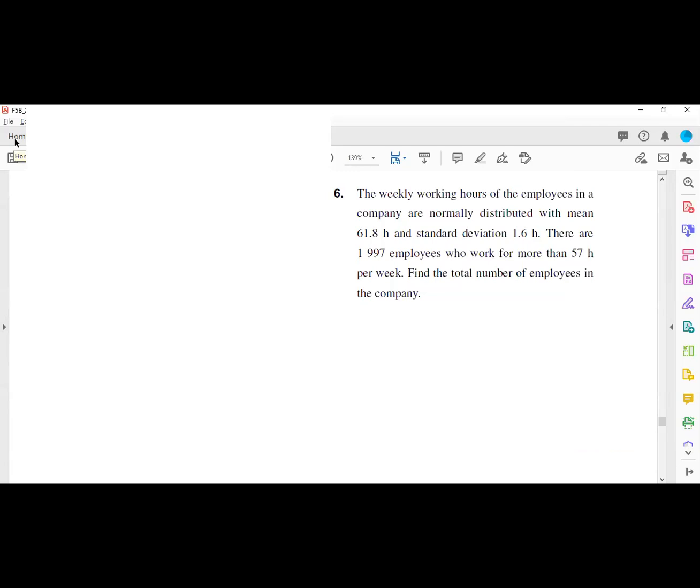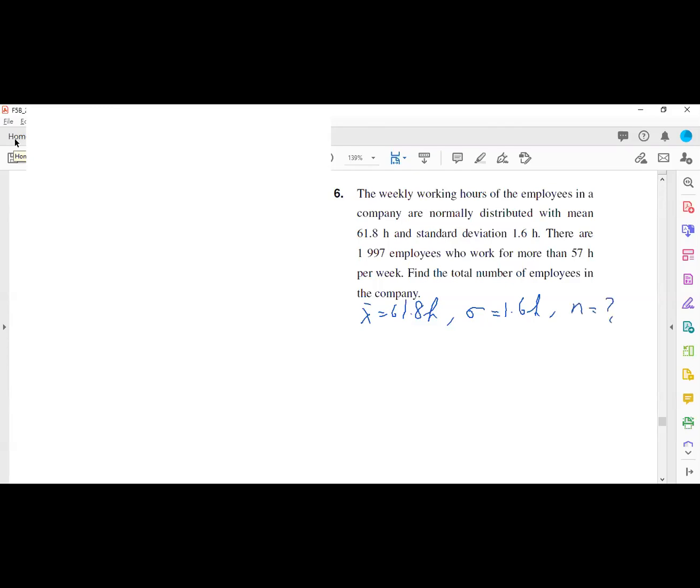Okay, let's check the answers. The weekly working hours of the employees in the company are normally distributed with mean, X bar, 61.8 hours, and standard deviation, sigma, 1.6 hours. There are 1997 employees who work for more than 57 hours per week. Find the total number of employees in the company.